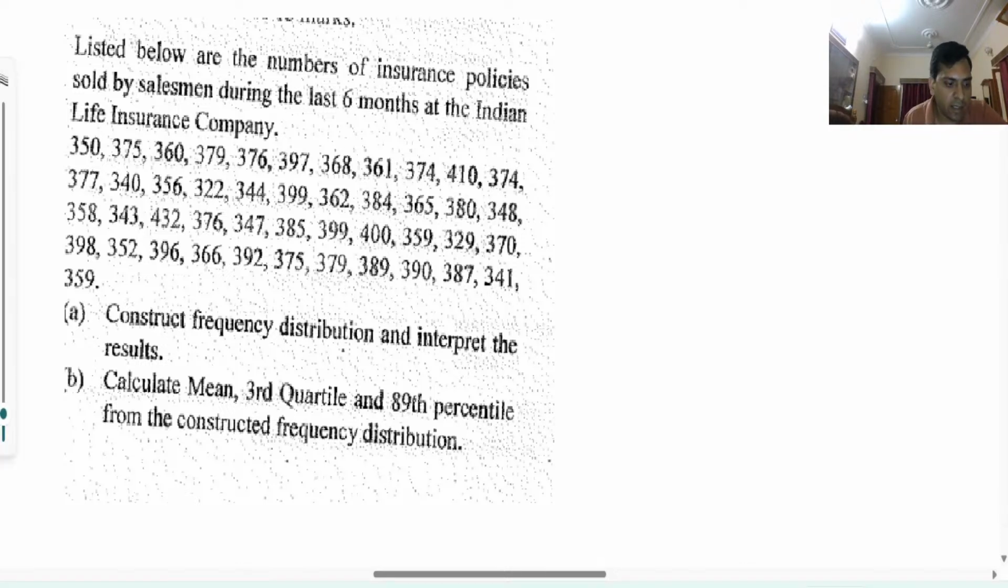So we have this data set. Different observations are there. Suppose we can consider there are 45 students in class. The data is also given here. Listed below are the number of insurance policies sold by salesmen during the last 6 months at the Indian Life Insurance Company. So in the last 6 months the salesmen sold this many policies. The first number of policies is 350 policies were sold, 375 policies were sold. So these are all frequencies.